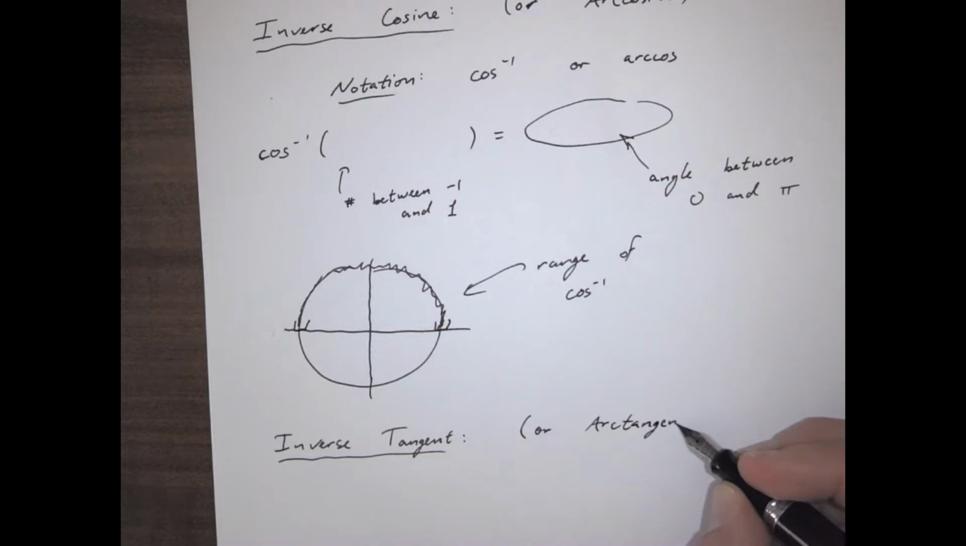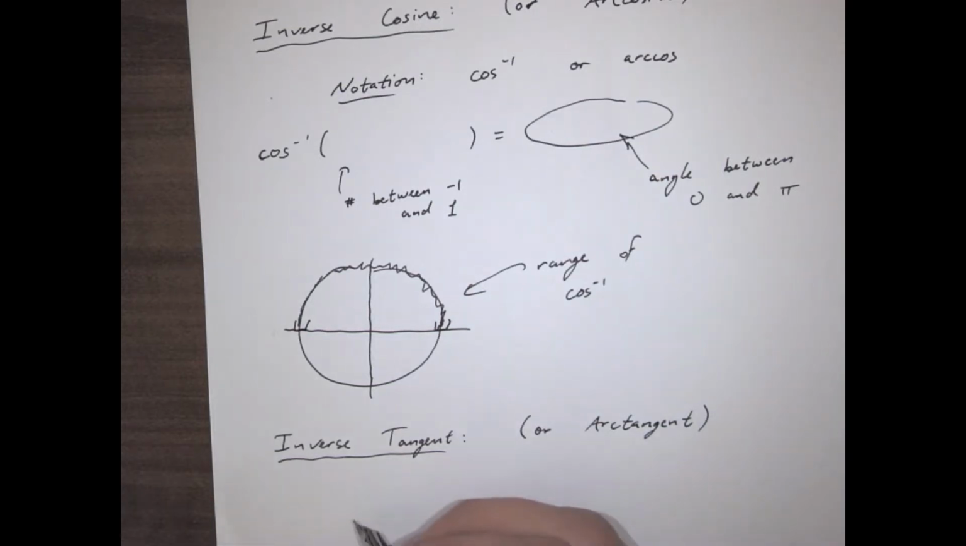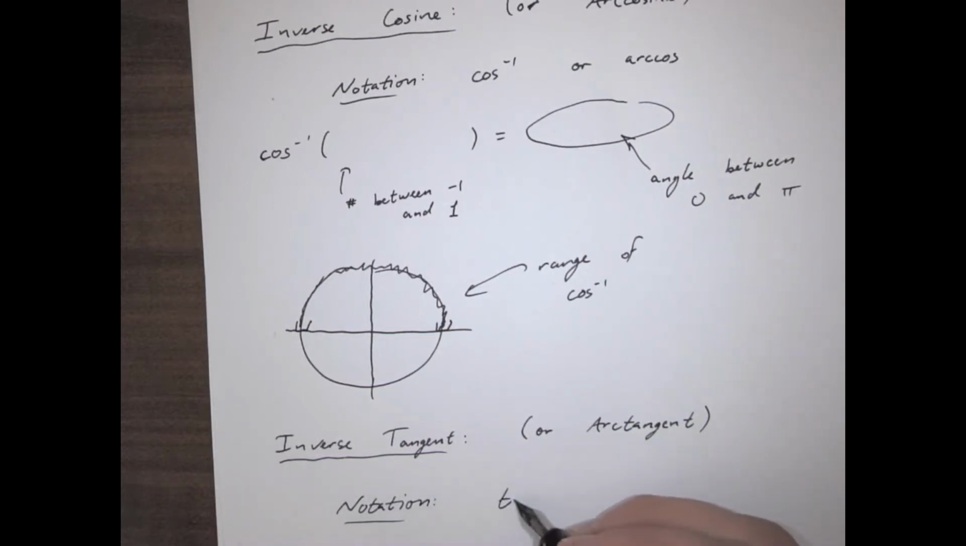Or arctangent. By the way, the reason it's called arctangent, arcsine, arccosine is that if we think about the angles as representing arcs of a circle, which is what radians are all about, then we're telling you the arc length if you give us the sine or the cosine, or here the tangent. And the notation is, of course, tan inverse, or arctan.